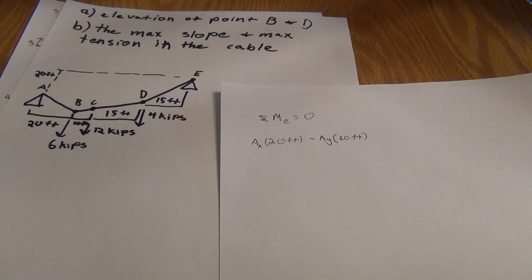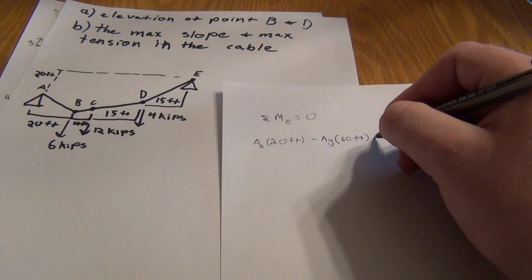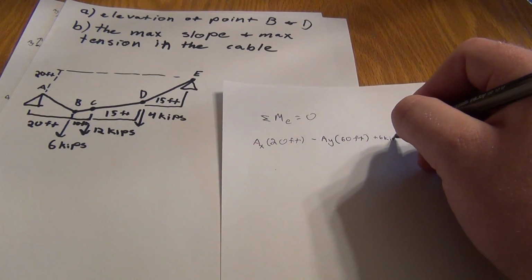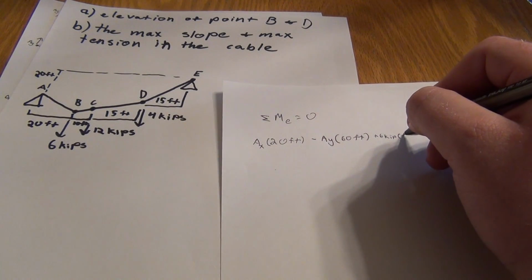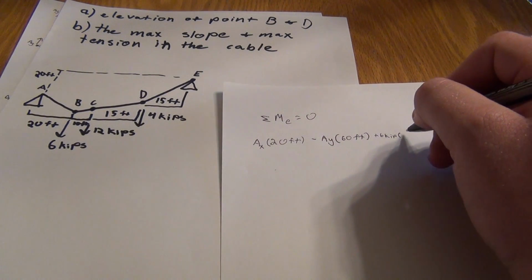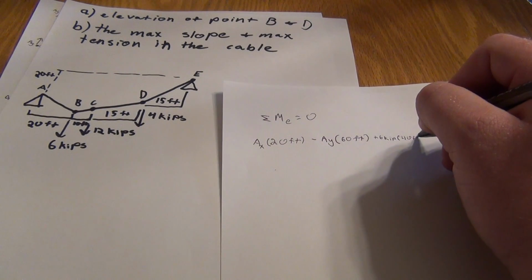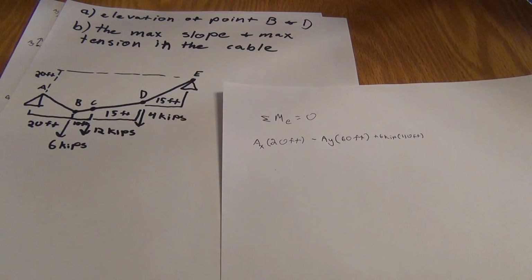Now let's go to point B. It's 6 kips. You've got 30, 30, and 10. It's downwards. So 6 kips, 30, so we have 40 feet. Positive. Next one's 12 kips. It's applied 30 feet.